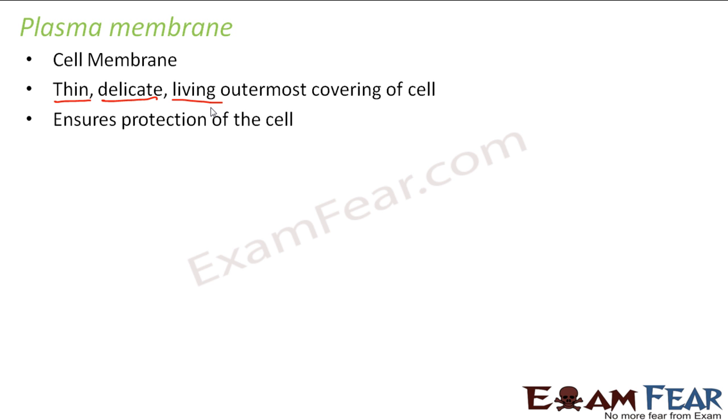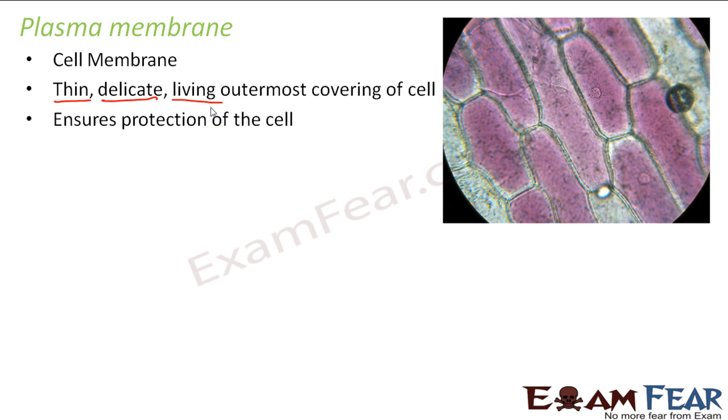It ensures protection of the cell. Obviously, it is like a wall. For example, when I stay inside a room, I feel protected because I am surrounded on all sides by walls. Similarly, the cell's protection is ensured by the outer covering, that is the plasma membrane. When we look at the microscopic view of the onion peel, we can see the plasma membrane very prominently. The covering of the empty spaces is nothing but plasma membrane.